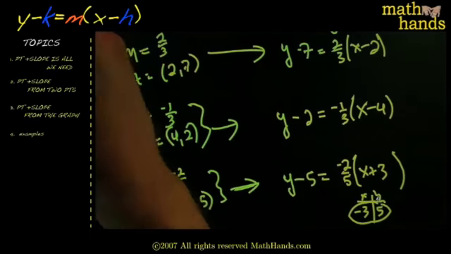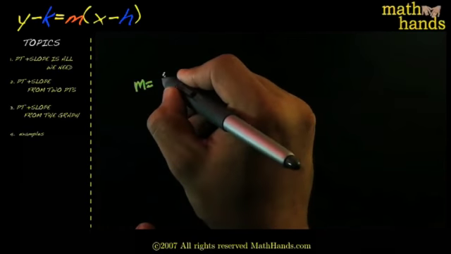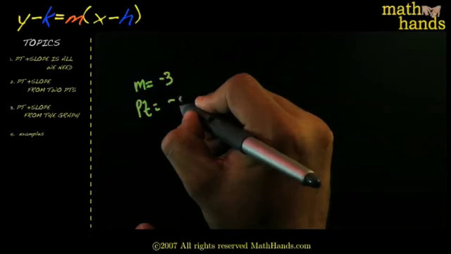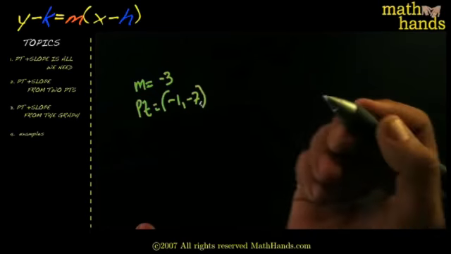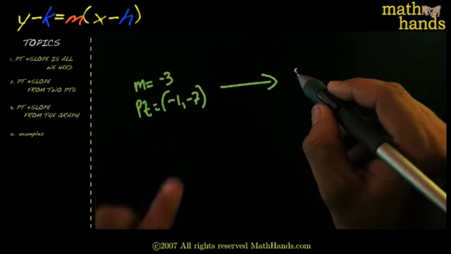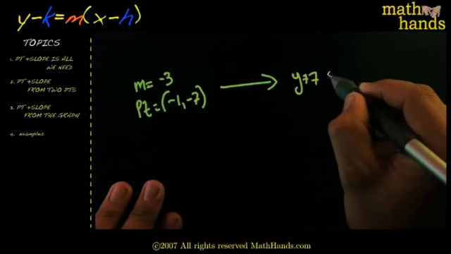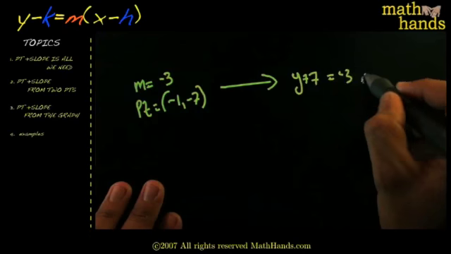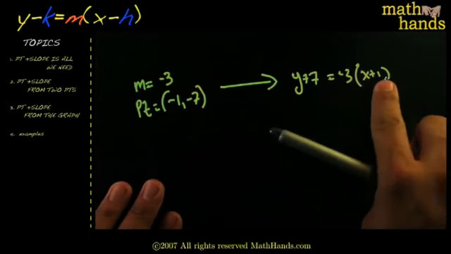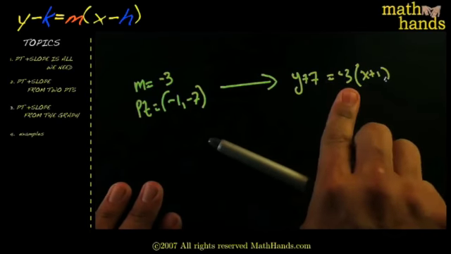Here, one more time. Suppose you know that an equation has slope -3 and it goes through the point (-1,-7). It should take you 2 seconds to find the equation in point slope form. All you would do is go like this. You'd go y plus 7 is equal to -3 times x plus 1. Again, the opposite of the -1 is +1. The opposite of -7 is +7. The slope always goes right there.